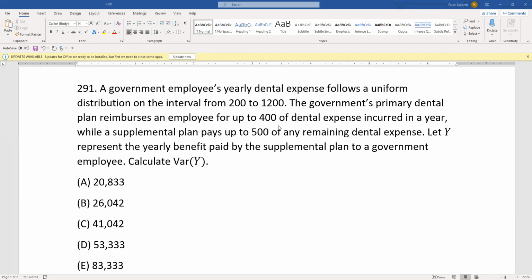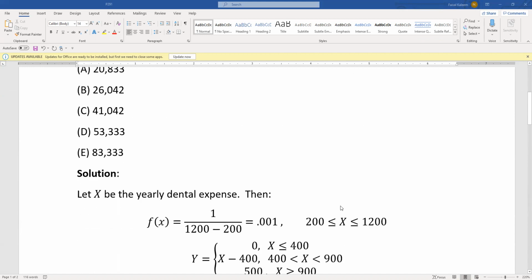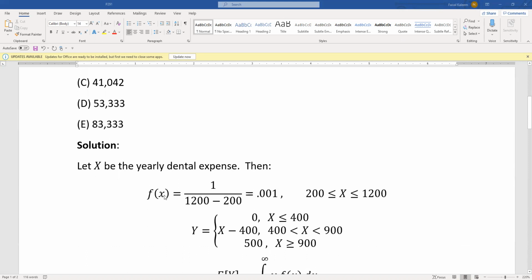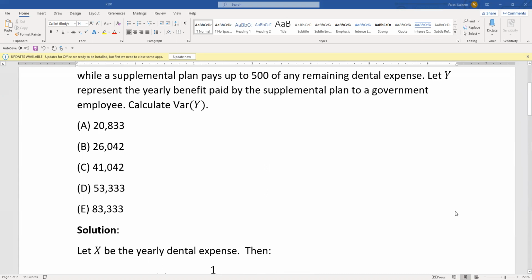So we're talking about the supplemental plan, the one that pays anything in excess of 400, up to 500. First of all, the expense is uniform on 200 to 1200. So f of x is equal to 1 over 1200 minus 200, where x is the yearly expense. That's equal to 0.001, as x goes from 200 to 1200. And Y is what we are after the variance of.